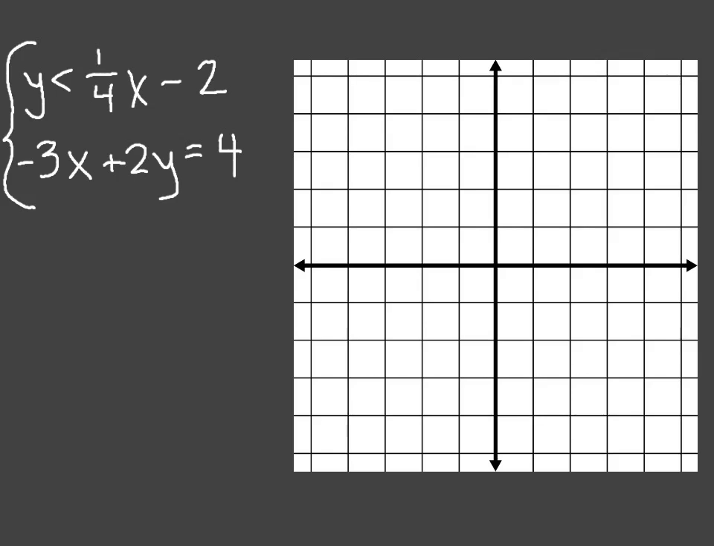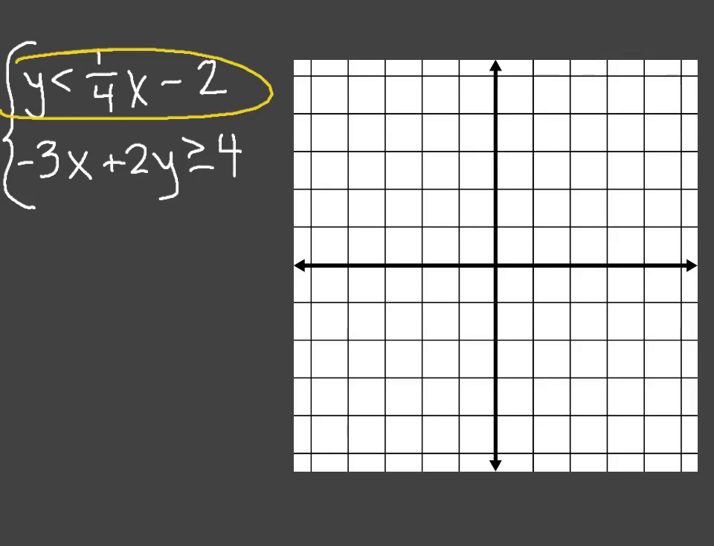So check this out. We have two linear inequalities here, and we are going to graph them both. And then to determine the solution, we're going to look at where their shaded areas, or where their solution sets overlap. So first, let's just look at the top inequality. And this top inequality, we're going to graph in yellow.